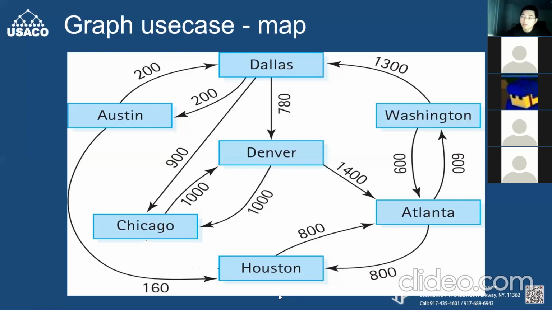Is that the only path you can drive from Dallas to Houston? Definitely not. I can drive from Dallas to Denver first, and then from Denver to Atlanta. Dallas, Denver, Atlanta, and Houston. You can reach Houston at the end, but what about the distance? 780 plus 1400 plus 800, it's almost 3,000 distance.